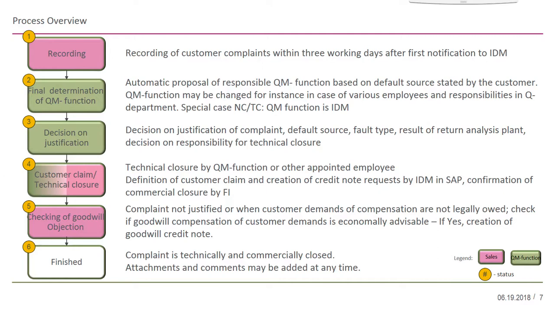If the complaint is not justified, it will go to status 5, which is the checking of goodwill objection. And this will be done entirely in the sales office to determine whether or not it is appropriate to compensate the customer with a goodwill decision and whether or not it's economically advisable. Once status 4 or status 5 has been completed, the complaint will move to status 6, which is when the complaint will be finished.